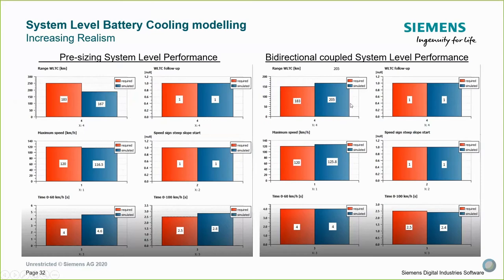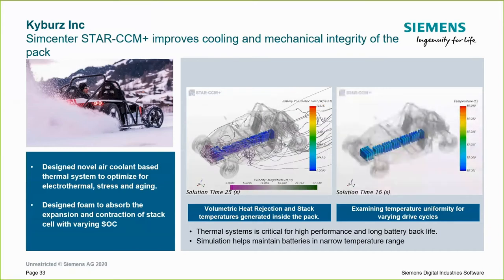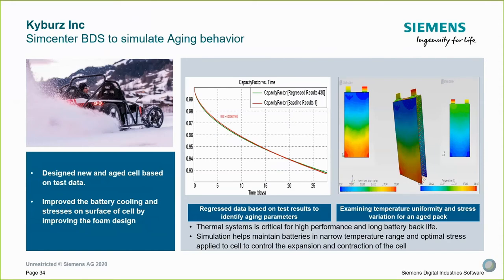Finally, we want to create a more realistic solution by combining 1D and 3D, where I can account for the coolant path flow rates. I could finally achieve my range from my pre-sizing versus my bidirectional coupled flow, where I could get a range of 205 kilometers in comparison with the 183 kilometers that was one of the KPIs for me. This one just summarizes what we tried to do with the air coolant based thermal system, where we accounted for electrochemical stress and aging, and how you want to account for varying SOC variations.